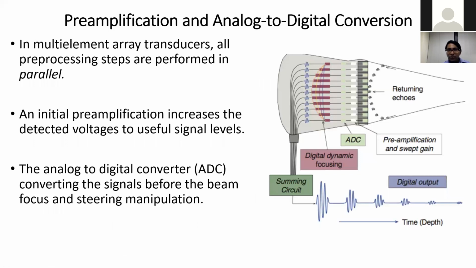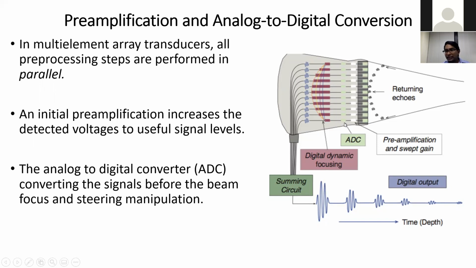So the next thing that I want to talk about is the preamplification and analog to digital conversion. So in this multi-element array transducer, everything is being performed in parallel. So these returning echoes are being recorded in these time signals. And then there is a summing circuit which sums all of them. All of them are based on this digital dynamic focusing that we do. And that's how we get the digital output.